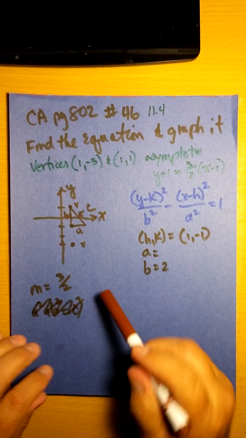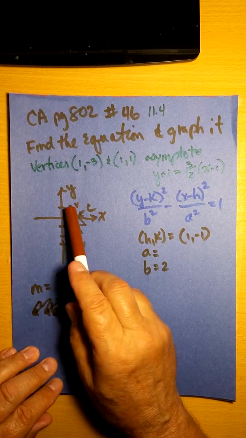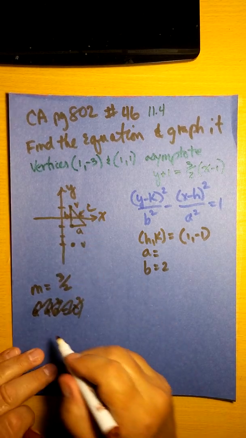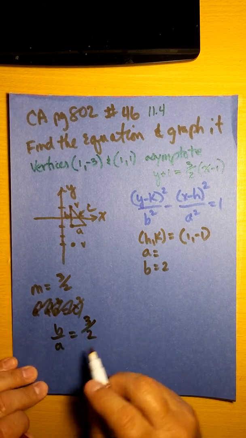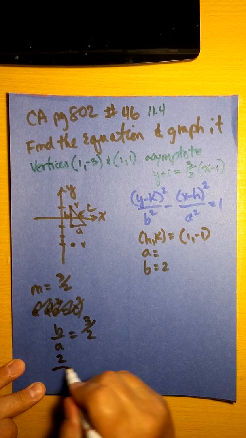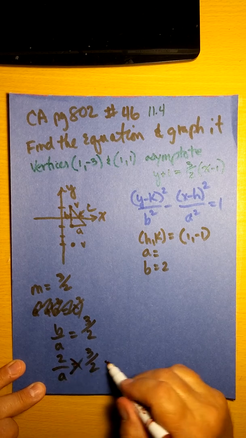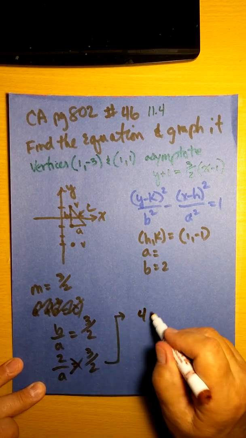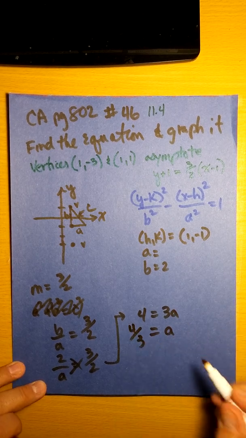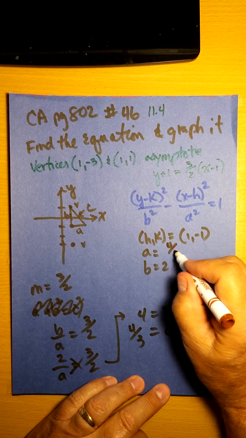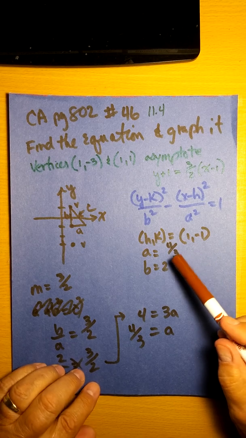So, how do we figure that part out? Well, the rise over the run, the rise is b, the run is a, and that's supposed to be 3/2. We know that b is 2, so 2 over a equals 3/2. Now we solve for a. Let's cross multiply. So we get 4 is equal to 3a, or a is equal to 4/3.